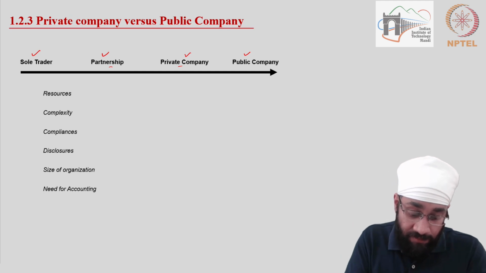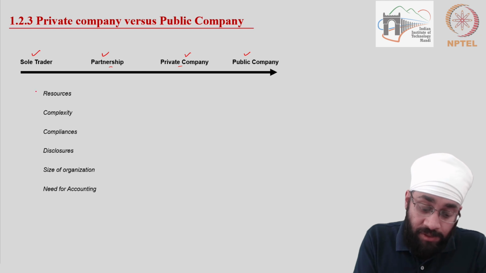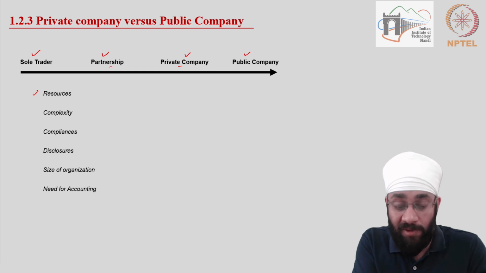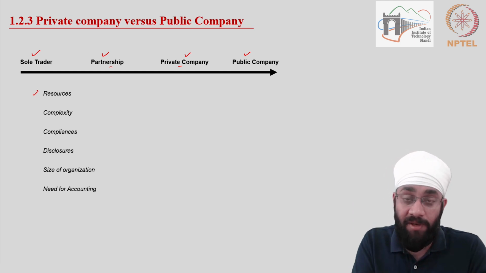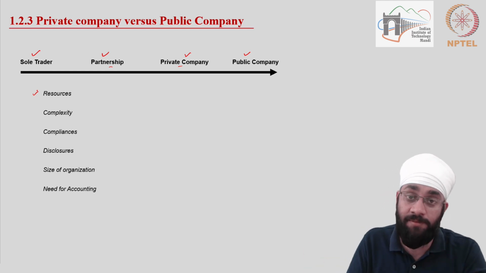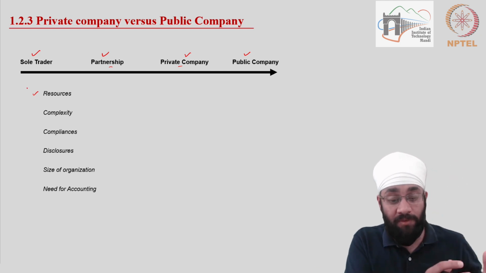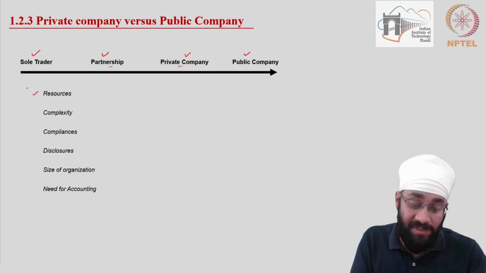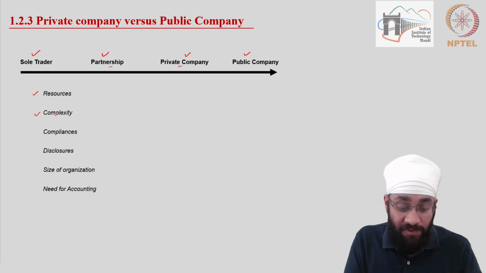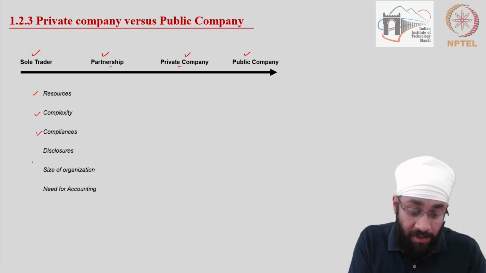Let me take a few parameters to say what is represented on this line. Resources: as you move from being an individual shopkeeper, small businessman, to having more people in a partnership, to a private company, to a public company where all the public who have subscribed to your shares become the investors, you have more resources as you go from left to right. You have more resources at your disposal. The complexity of the organization increases as you move from left to right. The compliances which you are required to do go up in number and in complexity.